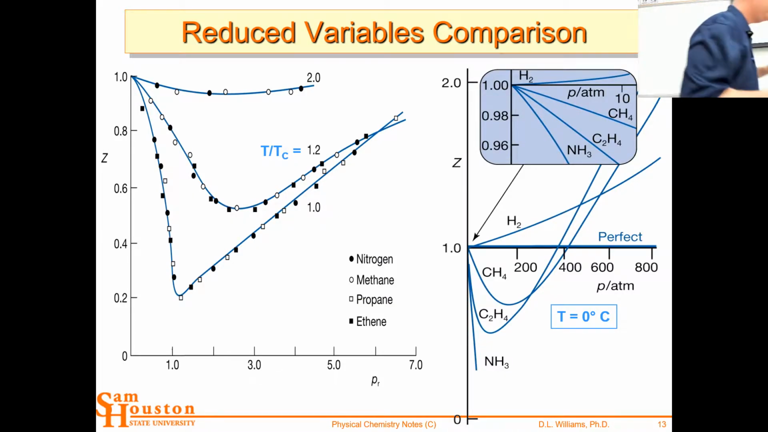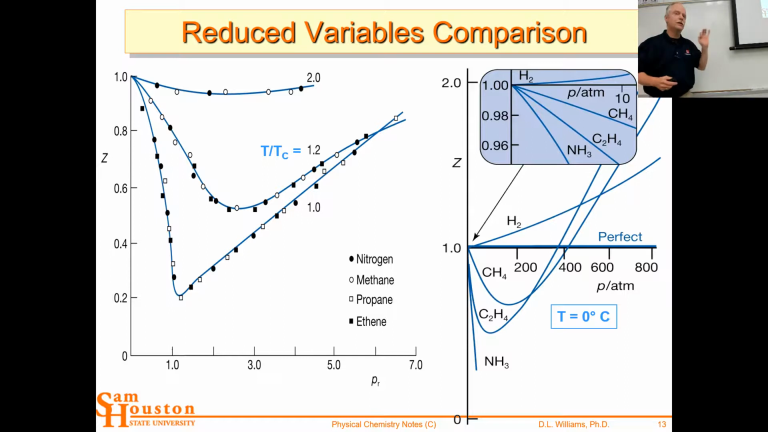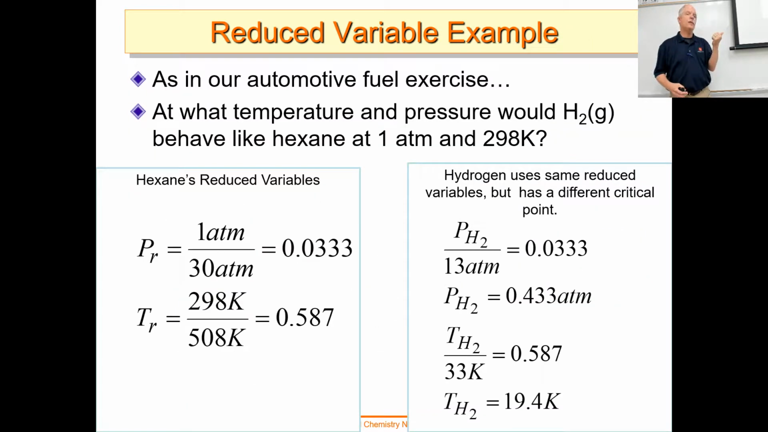Okay, so we left off here. I kind of went through this pretty quickly with the reduced variables. Talked about engineers really liking this sort of unitless temperature setup where they scale everything by the critical temperatures. And here's an example of how that might work.